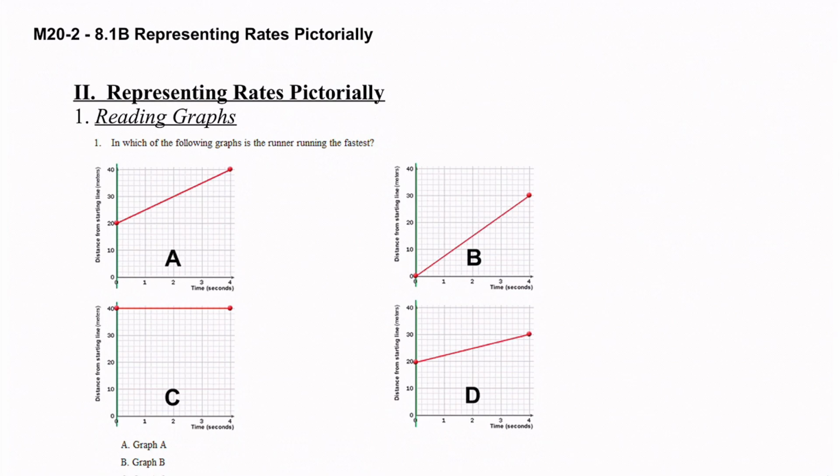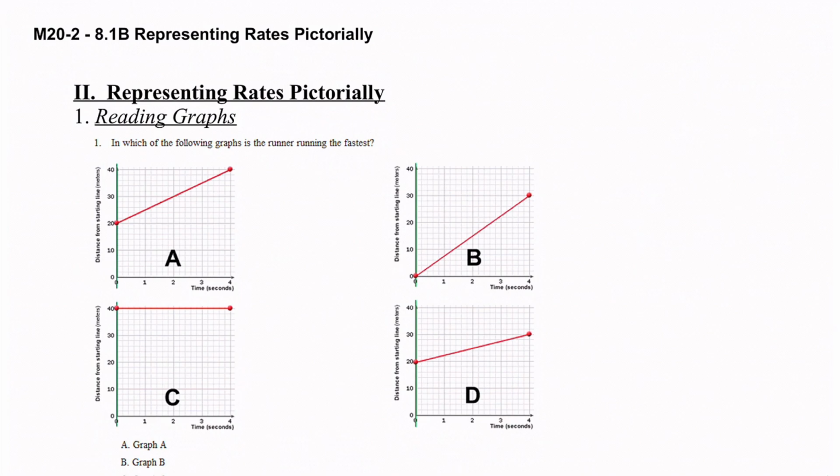Hello there, and welcome to our second video on proportional reasoning. In this one, we're going to be looking at representing rates pictorially. So pictorially basically means we're going to be looking at some different graphs. So on our graphs, usually we're going to have some different lines.